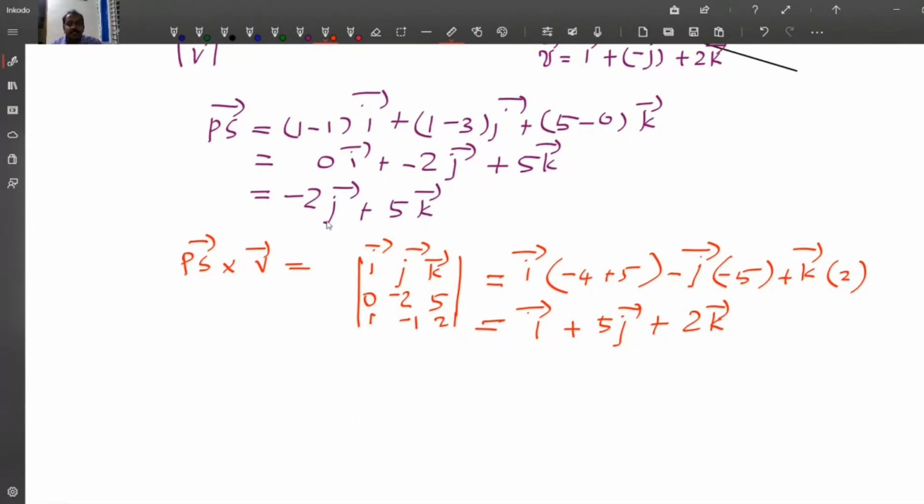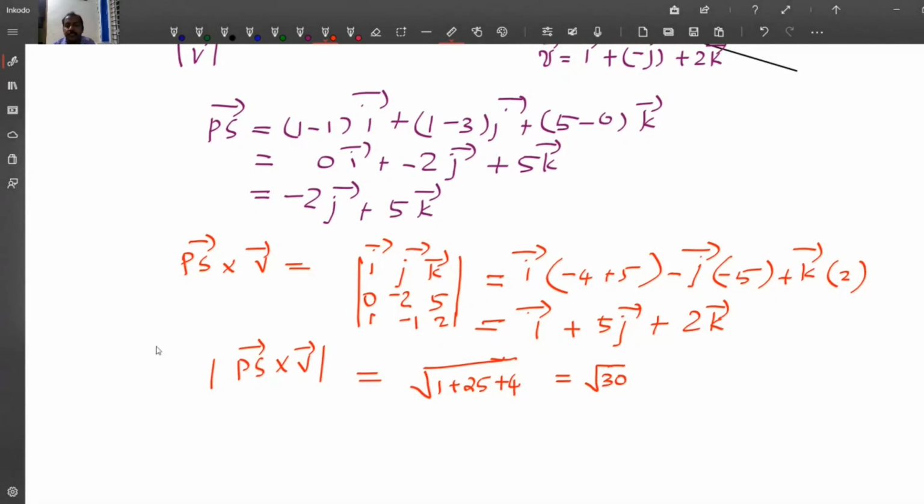Now you find its modulus. Modulus of PS cross V is equal to the square root of 1 plus 25 plus 4, that is, 1 squared plus 5 squared plus 2 squared. So this is root 30.